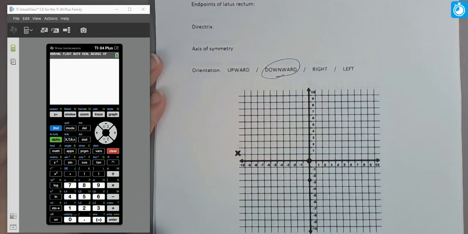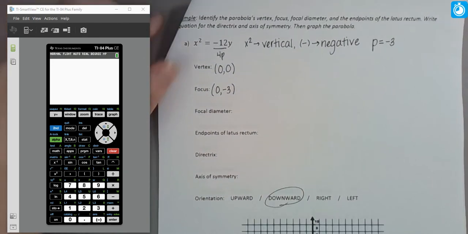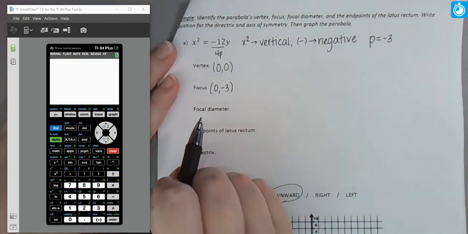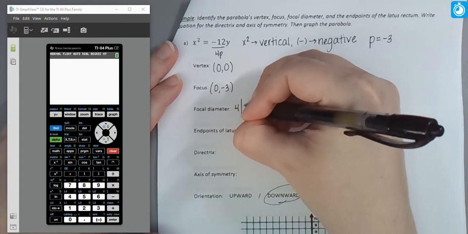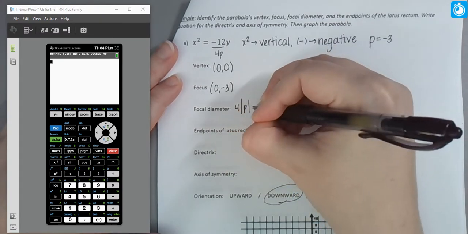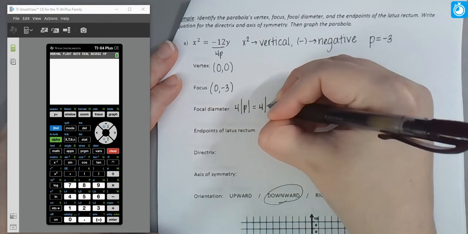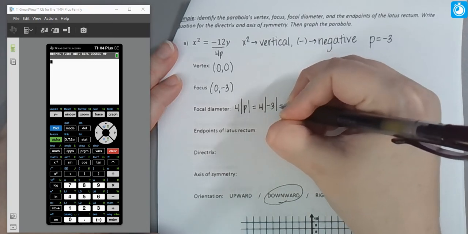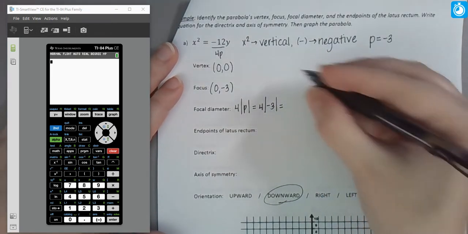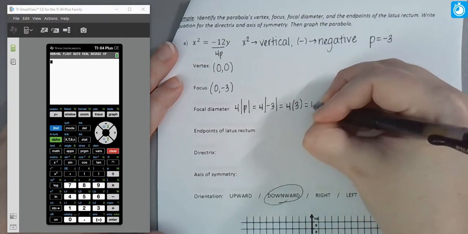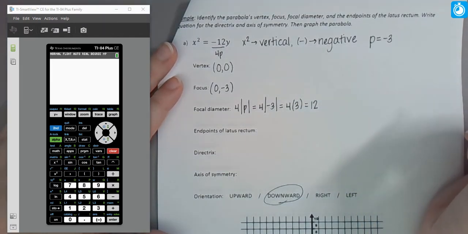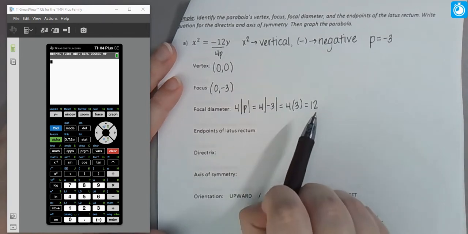So we do need to graph that focus in order to do the rest of the problem, essentially. Our focal diameter is defined as 4 times the absolute value of p, which is 4 times the absolute value of negative 3. The absolute value of negative 3 is 3, so that's 4 times 3, which is 12.